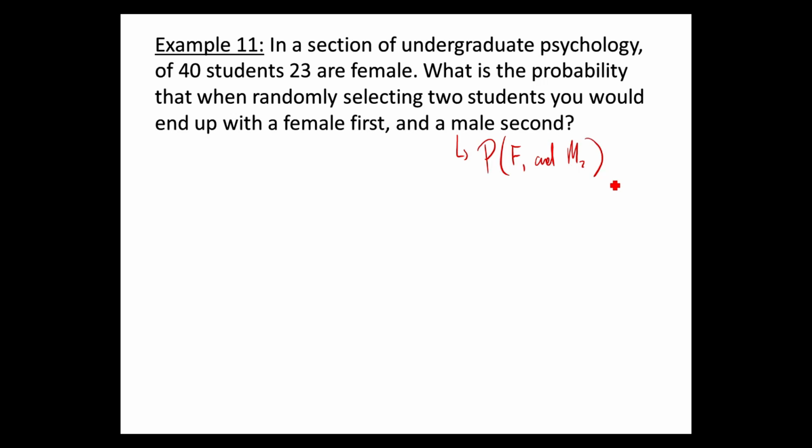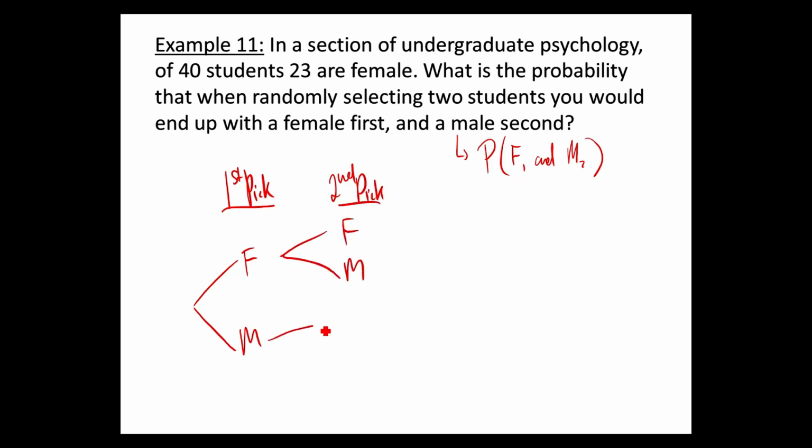So let's draw a diagram here. You've got your first pick, right? And on your first pick, you could either pick a female or a male. And then you make your second pick, and on your second pick, you can pick either a female or a male. So there's basically four options here: 2 females, a female then a male, a male and a female, or 2 males in a row. Now, what branch are we interested in landing on? Female first, male second. This is where we want to be.